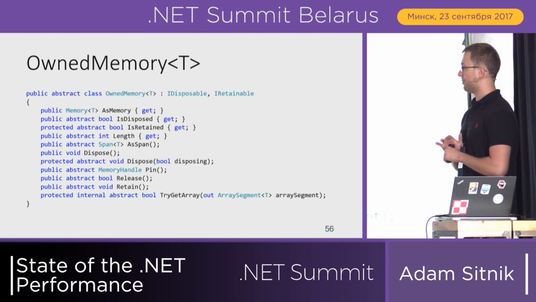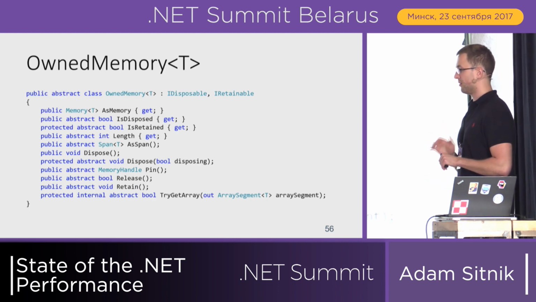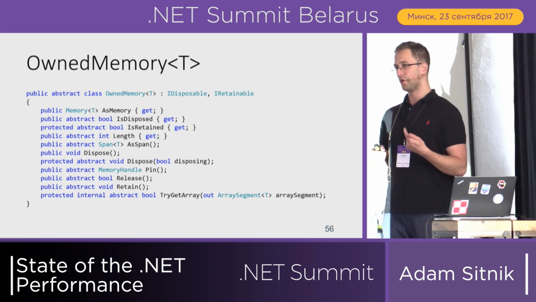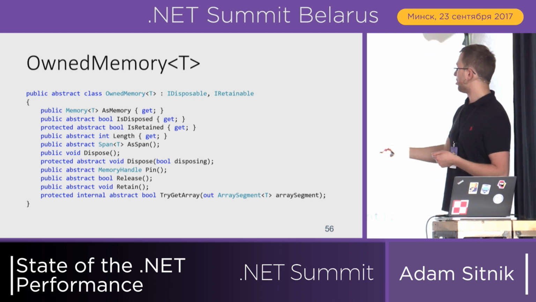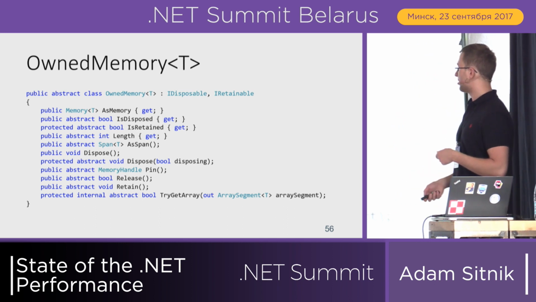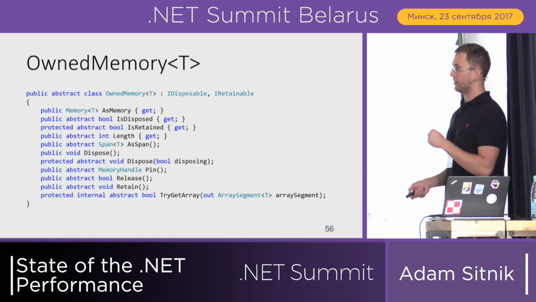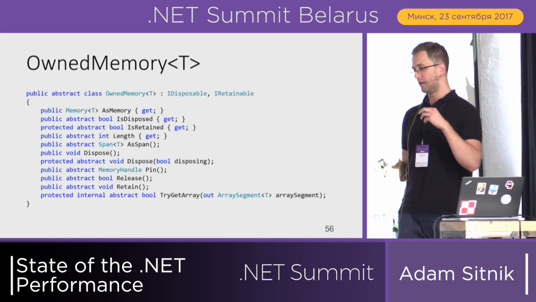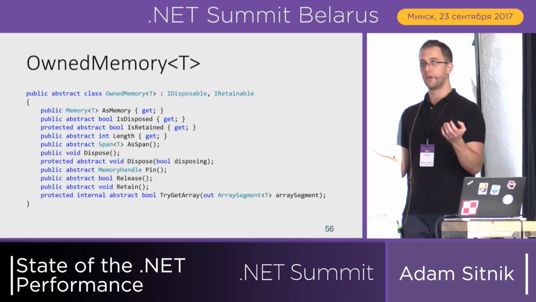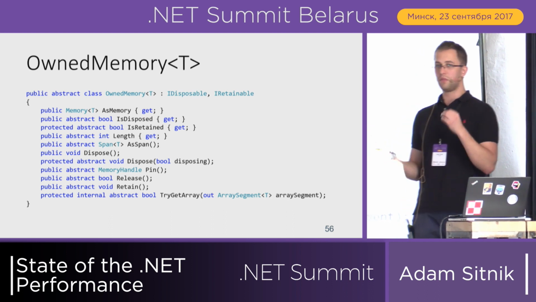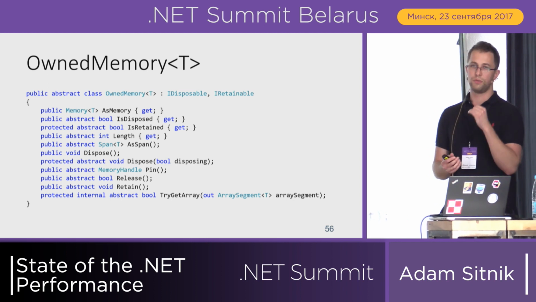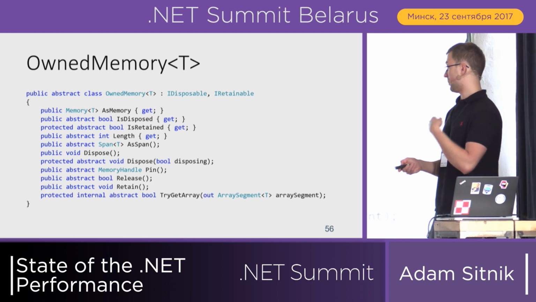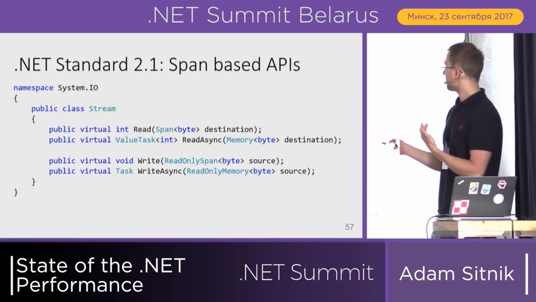Another new type is owned memory. In some cases, you would like to control the lifetime of memory or pin it. Pinning is of course the simple case, but releasing and retaining is something else. In some scenarios, you might be sending given memory to different threads, and one of them may say, hey, I'm using this memory now, please don't release it, don't dispose it. So this is the type called owned memory.